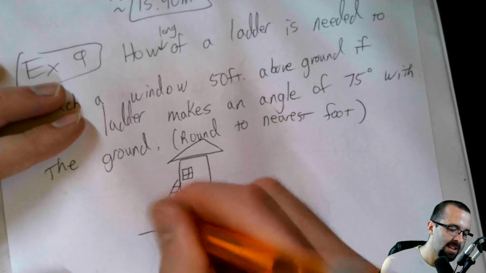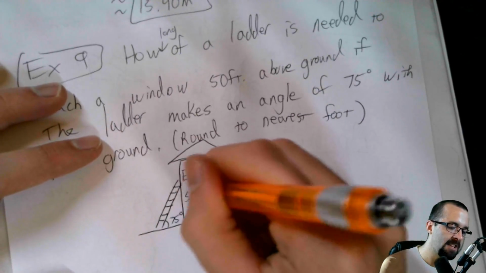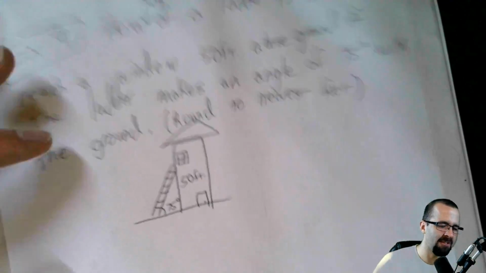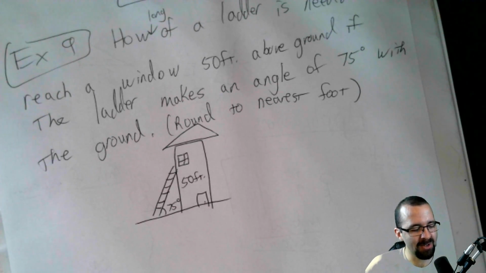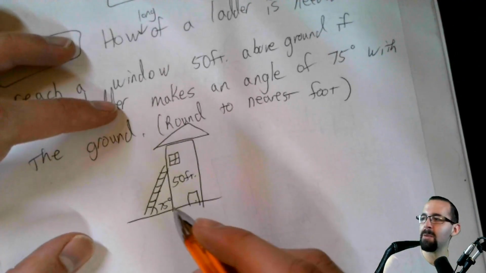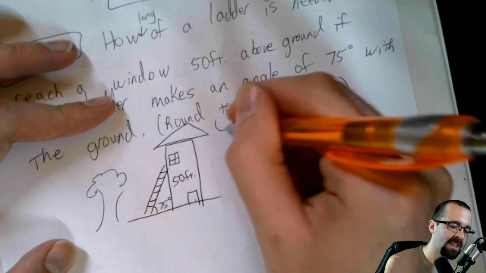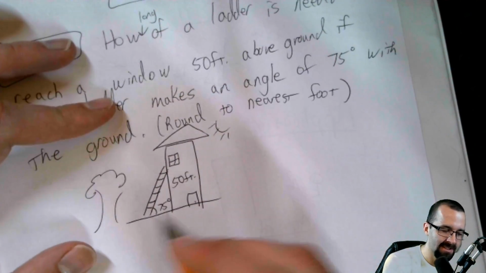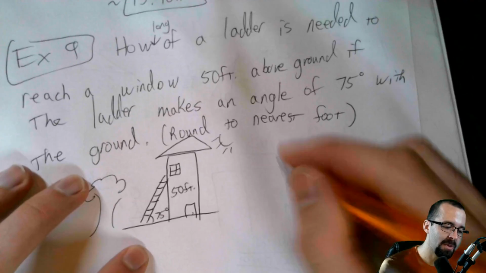Yeah, this is very good. Our angle is 75 degrees, and the window is 50 feet above ground. Wait, 50 feet? That's pretty high. I don't know what story that would be on. So that's the pretty picture. Again, maybe you could just spice it up a little bit. Have a nice little sun shining down and a nice little tree. But the important stuff is the triangle, right? What triangle do we have right here?